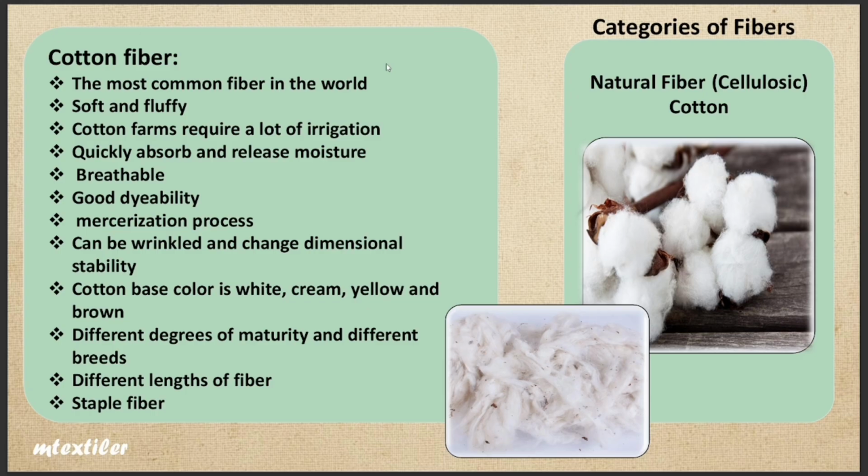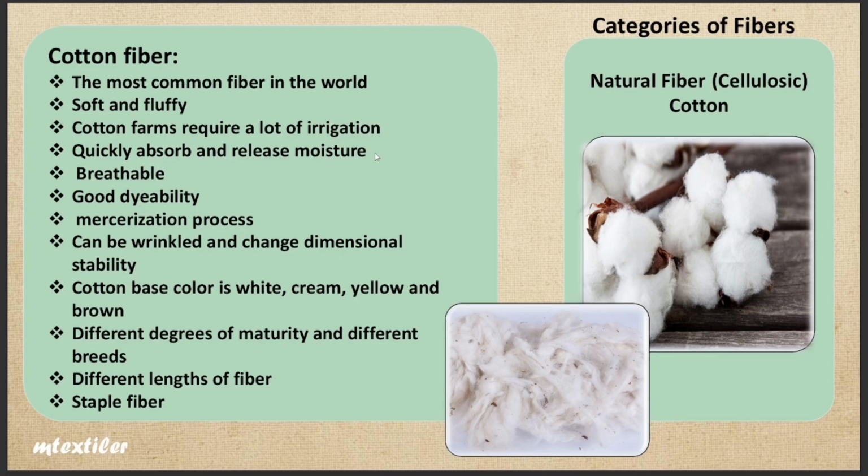Now, it's time to review their characteristics one by one. The most common fiber in the world, soft and fluffy. Cotton farms require a lot of irrigation. For this reason, they can only be cultivated in specific countries. Just as plants and fruits do not grow in every climate, cotton also follows the characteristics of its own botanical family.